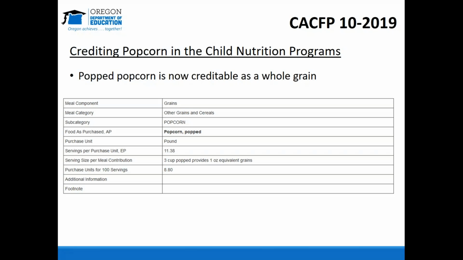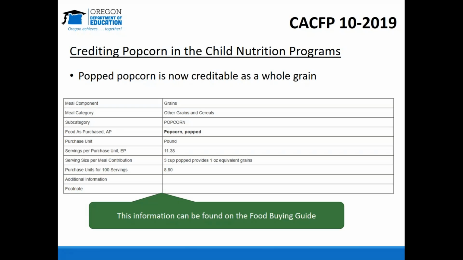This makes sense since popcorn kernels include the entire grain with bran, germ, and endosperm included. It is also a good source of fiber. Before you celebrate too early though, take a look at this food item description on the screen. This was downloaded from the food buying guide, and you can see next to serving size per meal contributions that it takes 3 cups of popped popcorn to provide 1 ounce equivalent of grains.